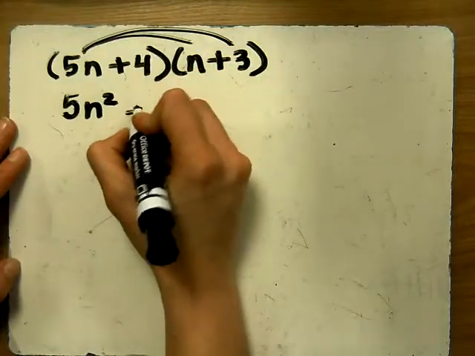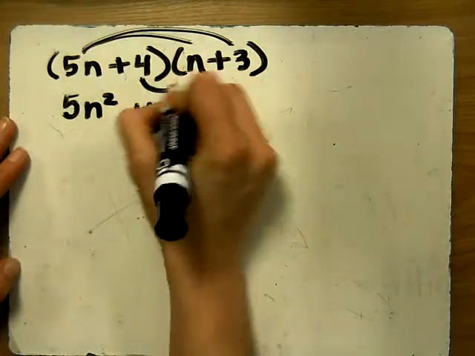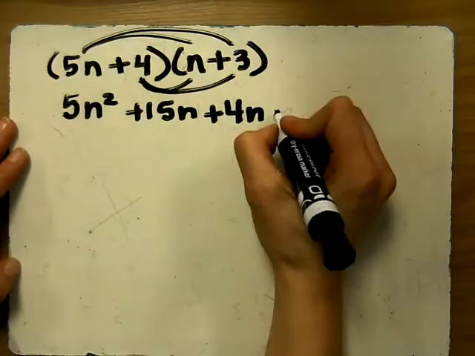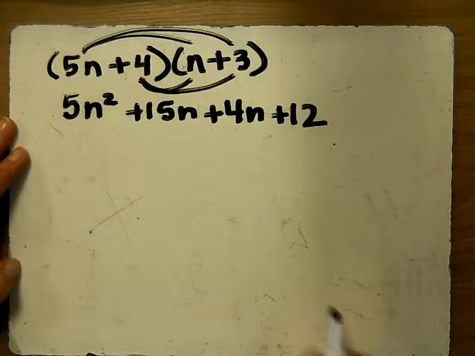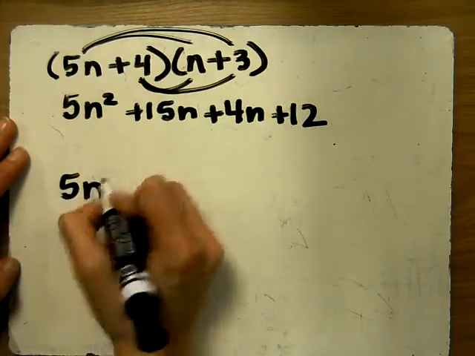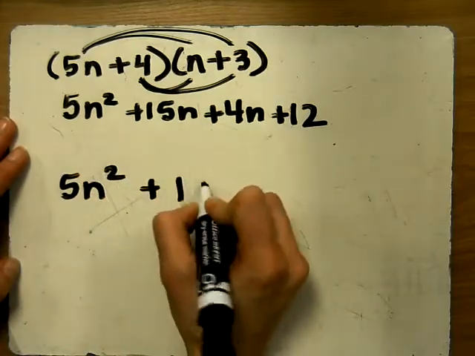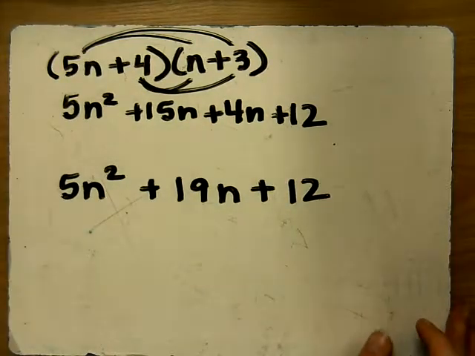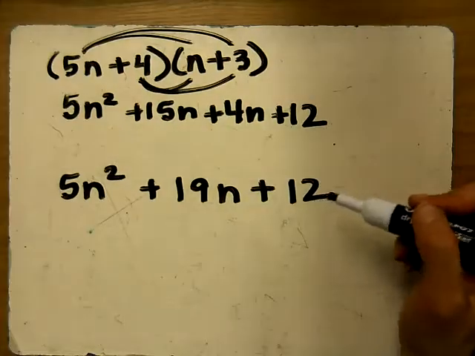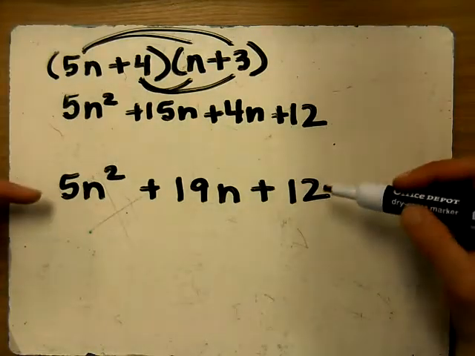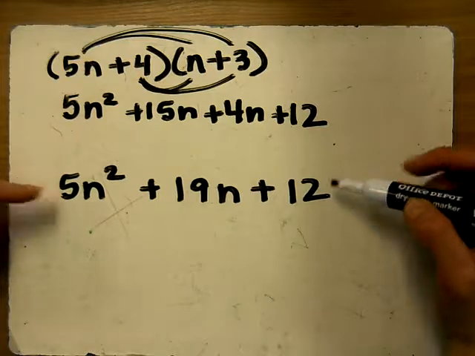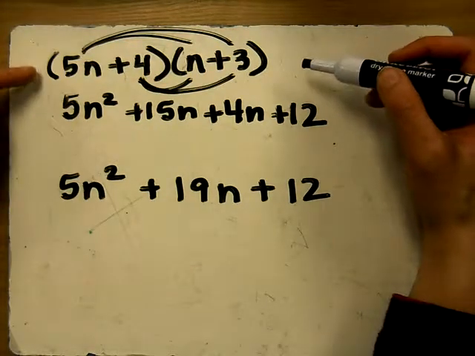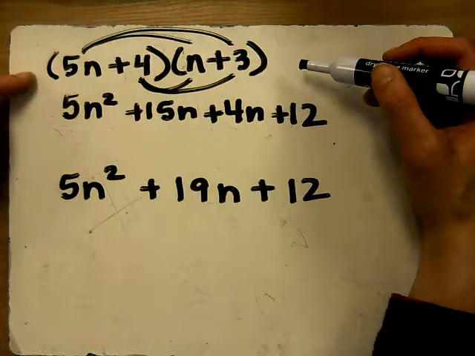5n times 3 is a positive 15n. 4 times n is a positive 4n. And 4 times 3 is 12. Then I combine like terms to get 5n squared plus 19n plus 12. So this is called multiplying, or using the distributive property, going this direction. And what factoring is: you start with the polynomial in standard form, and we want to work backwards to get to the factored form, or the product of binomials, the product of its factors.